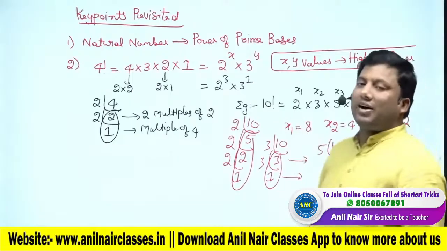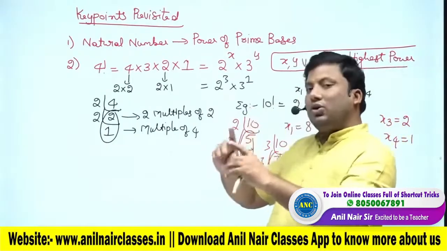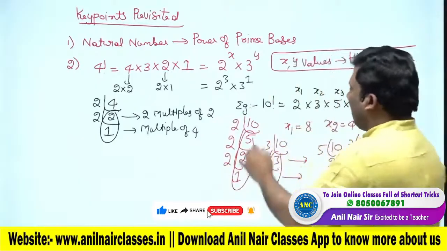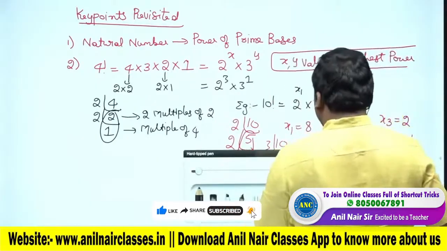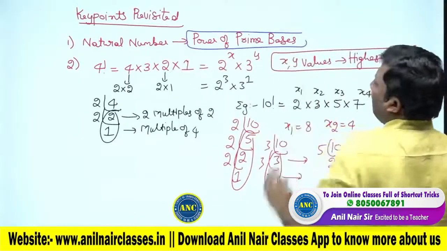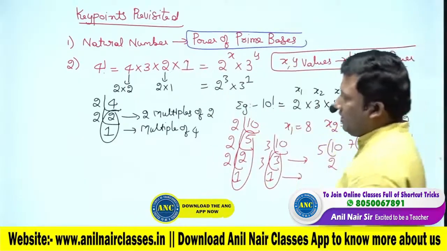First, whenever a factorial is given, it will represent a natural number. Every natural number can be written as a power of prime basis. Every composite number, try to translate into power of prime basis.